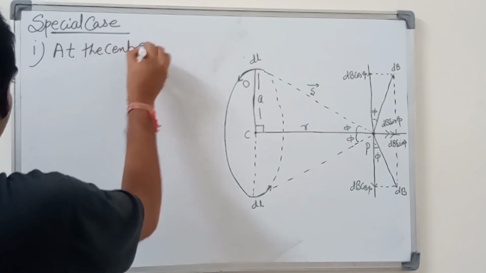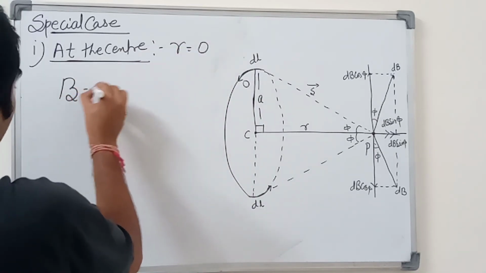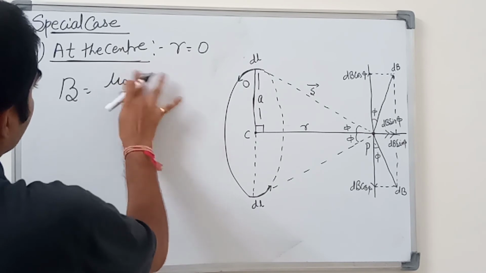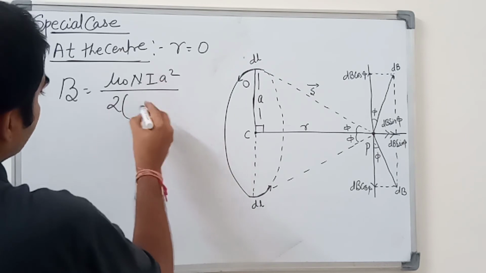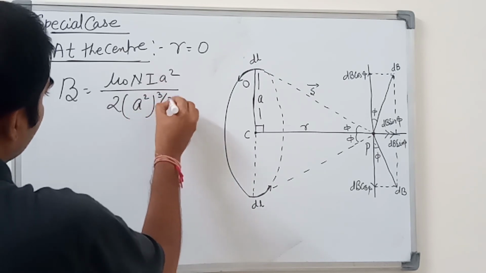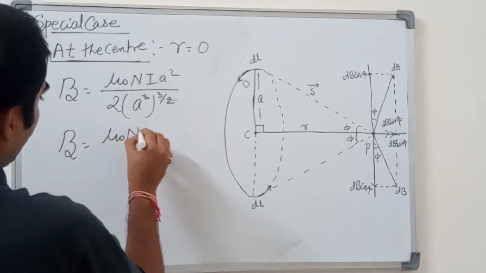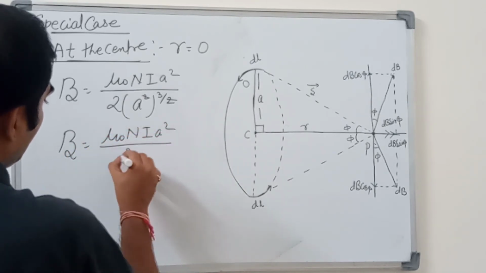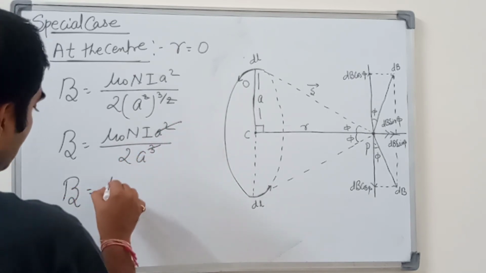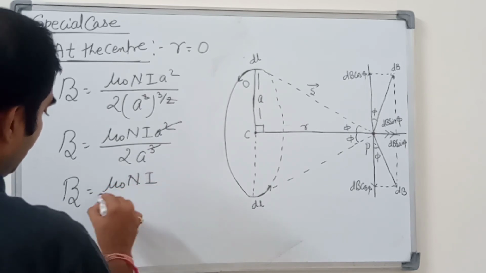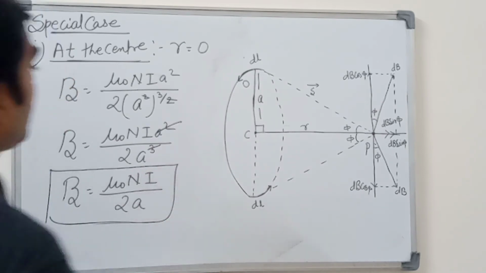The center case is a very interesting case, because r is equal to 0. So B is equal to mu 0 n I a square upon 2, and r is 0, so a square to the power 3 by 2. So 2 is cancelled out. So B is equal to mu 0 n I a square upon 2a cube, and now cancel out. So B is equal to mu 0 n I upon 2a is the magnetic field. Okay.